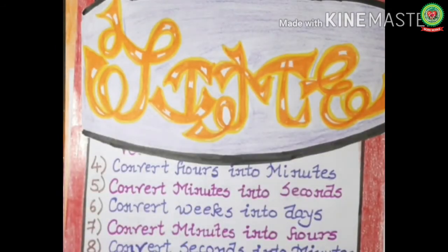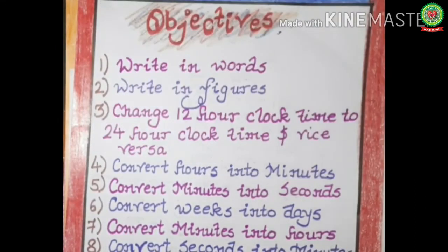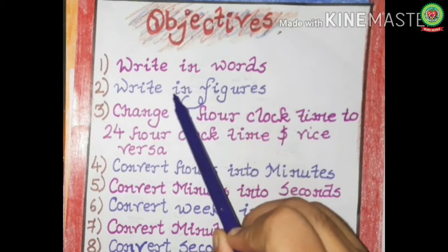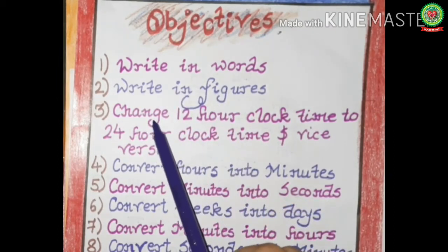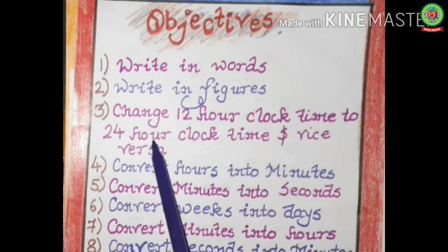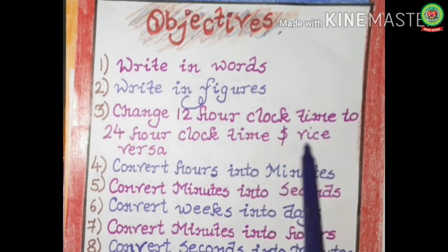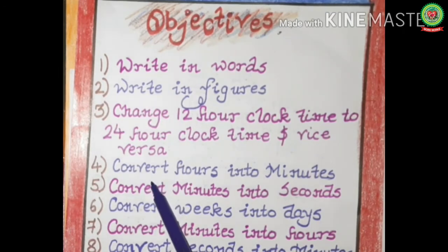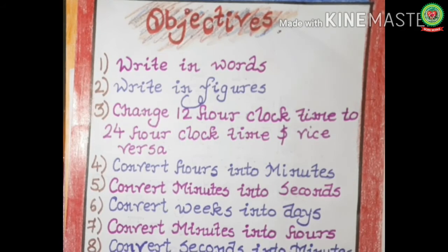Students, in the chapter Time, we have already done the topics: write in words, write in figures, and change 12-hour clock time to 24-hour clock time and vice versa. Today, I will discuss with you the topics: convert hours into minutes, convert minutes into seconds, and convert weeks into days. To understand these topics, let's take some examples.